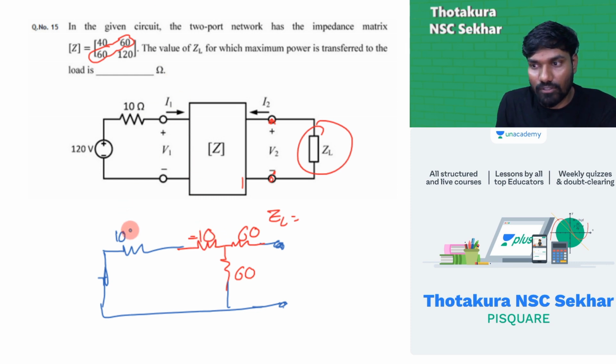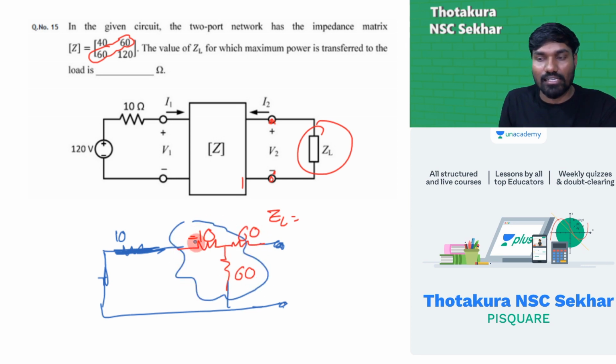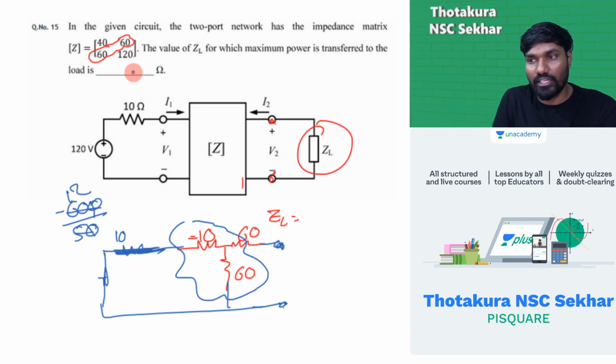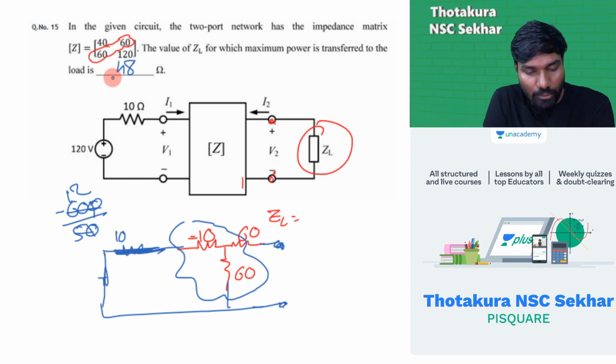Okay, this has gone, this is short circuit now. Minus 10 and 60 are in parallel, and the combination will be in series with 60. So the parallel combination of minus 10 and 60 is minus 600 by 50, so this is minus 12. Minus 12 and 60 are in series, the resultant will be 48. 48 ohm is the answer. Once you apply that equivalent circuit concept, things will be easier.